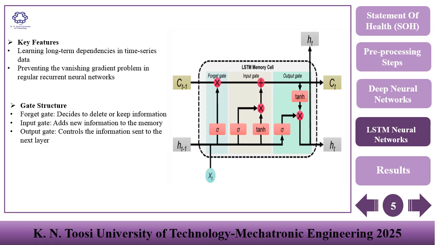Finally, the output gate controls what information from the updated memory cell is sent out as a hidden state to the next layer. This output is also the model's prediction. It filters the most relevant information for the next step. It might output the probability that the battery's health has decreased, based on all the patterns it has remembered and forgotten.